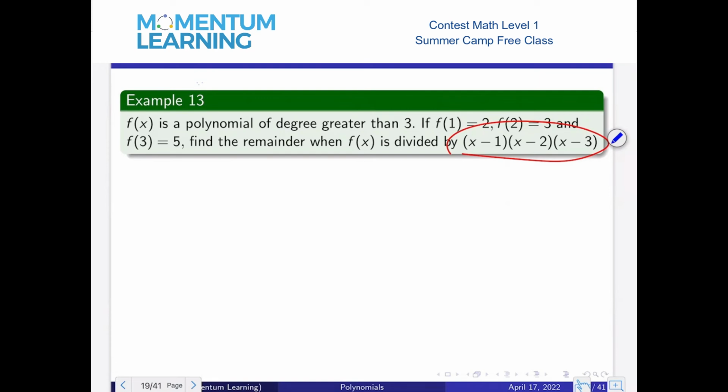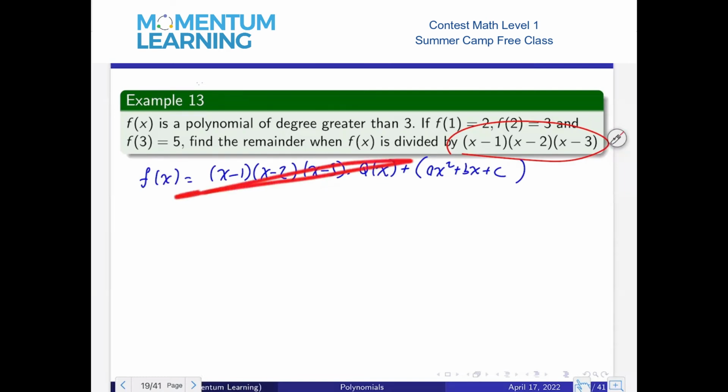So again, f of x is equal to x minus 1, x minus 2, x minus 3 times some quotient, plus the remainder, which is going to be in the quadratic form, right? Because we are dividing by a cubic. So again, the goal is to get rid of these one by one. So we need to get rid of this one to find a, b, and c.